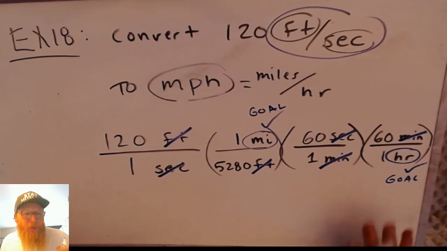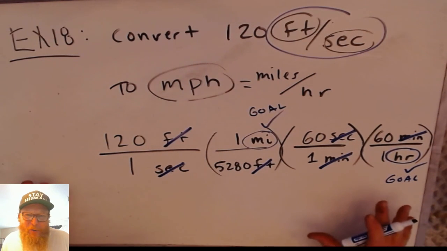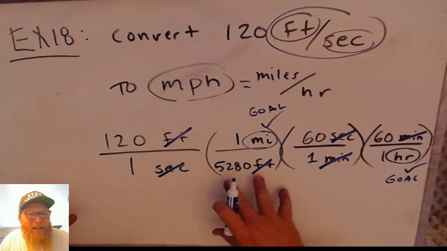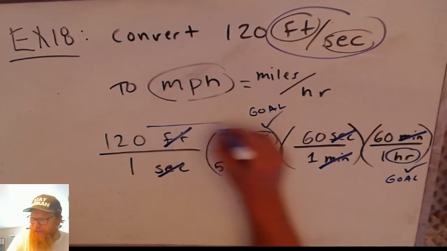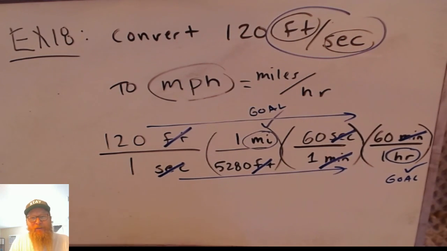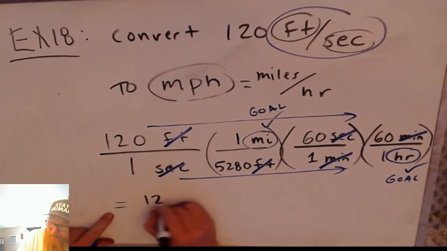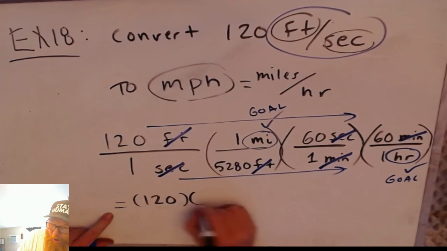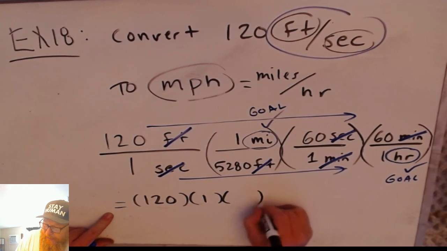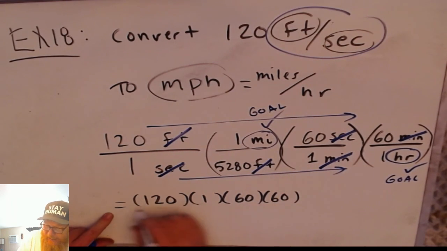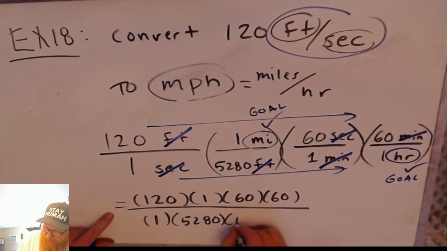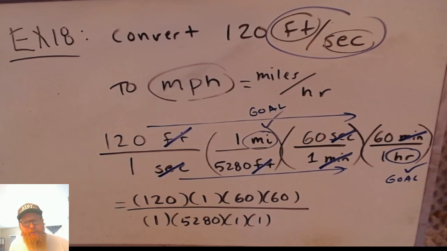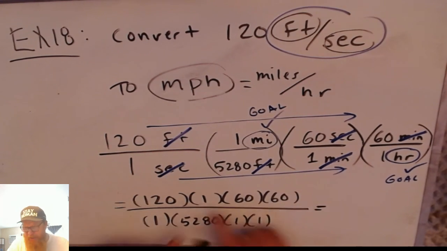So don't kill your goal. Don't cancel out your goals. Right? Cancel out the intermediary factors and then keep the ones that you're trying to get. You're trying to get miles and hours. And then just multiply straight across. So you've got 120 times 1 times 60 times 60 over 1. You don't even have to put the ones. Times 5,280 times 1 times 1. And normally we just omit the ones.